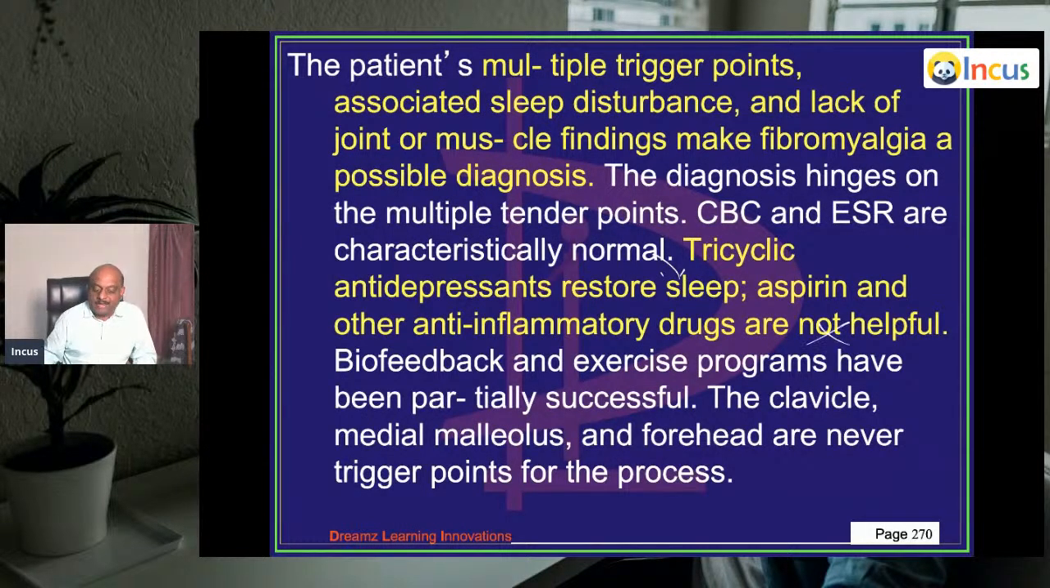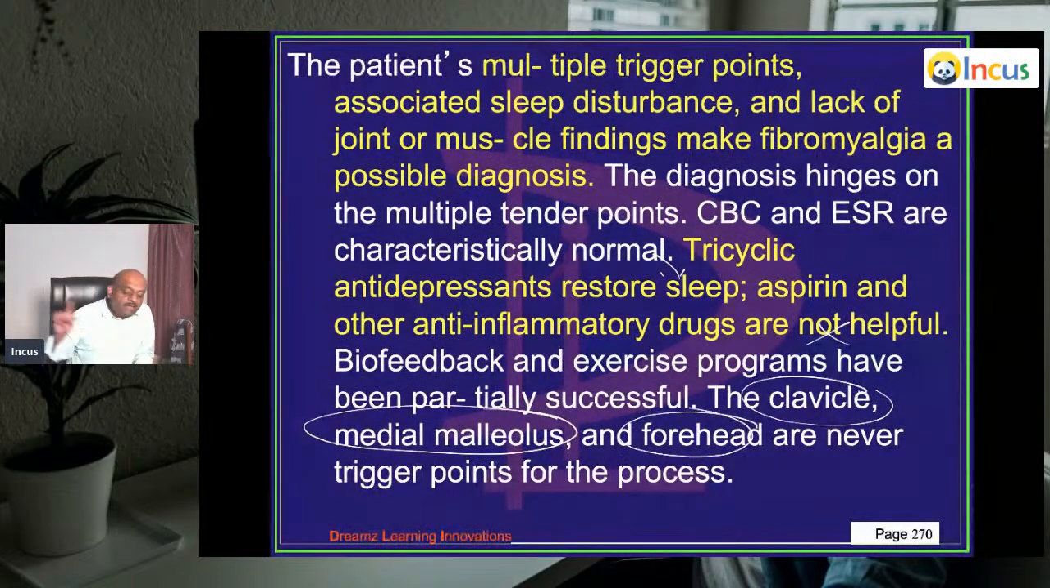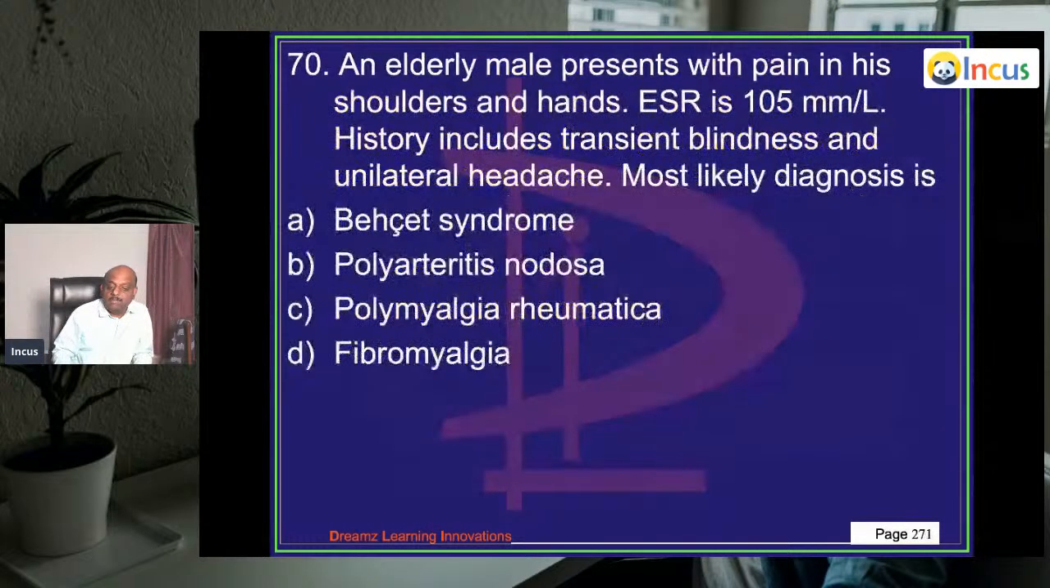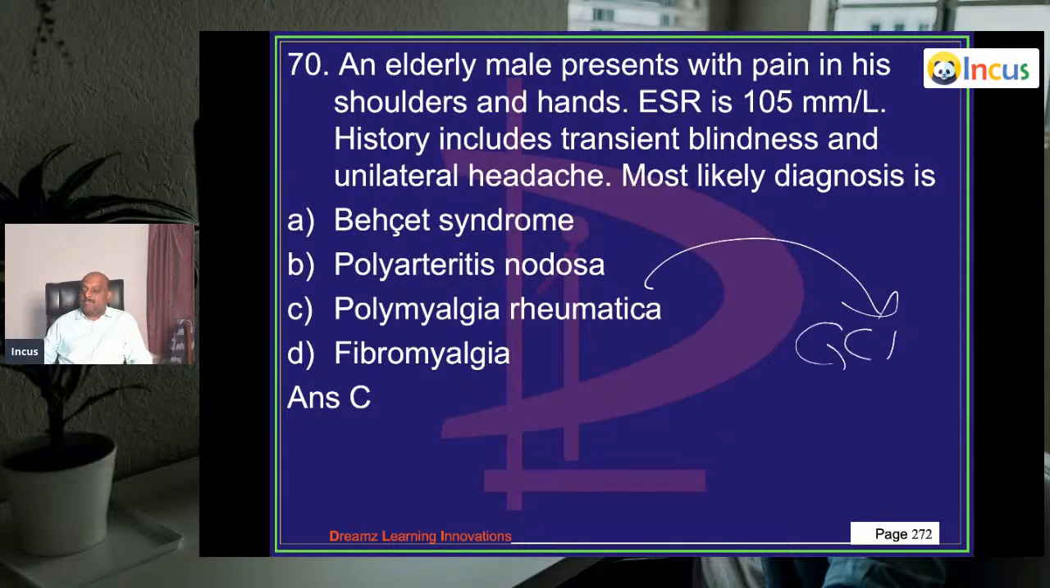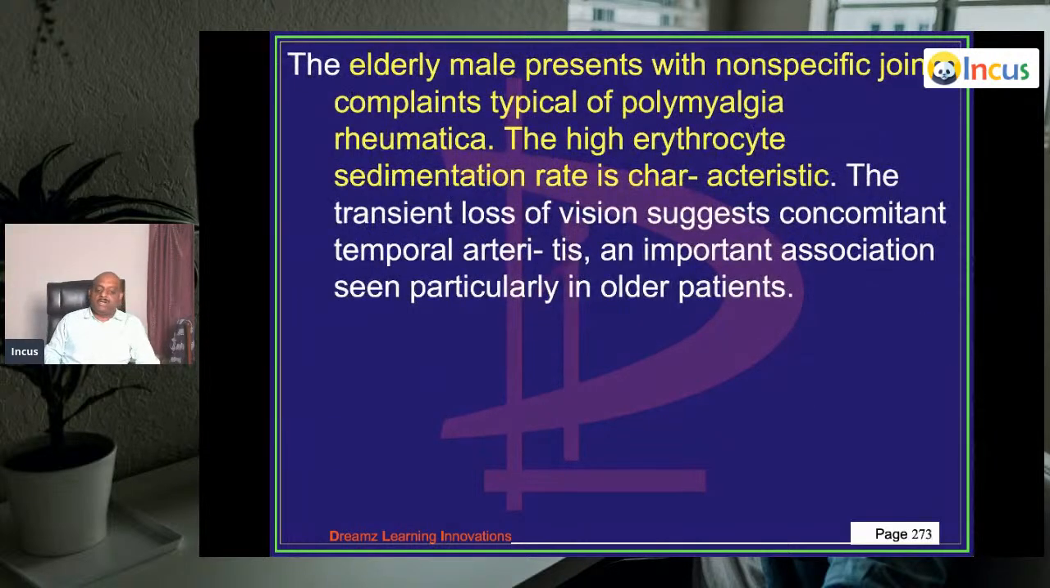Aspirin is not helpful. Biofeedback and exercise are partially successful. And what is the important rule? Clavicle, medial malleolus, forehead are never the trigger points in fibromyalgia, is what you should remember. ESR is 105. Transient blindness, elderly person, unilateral headache. What else is required? Polymyalgia rheumatica, which is the other end of the spectrum of giant cell arteritis, is what you should remember.